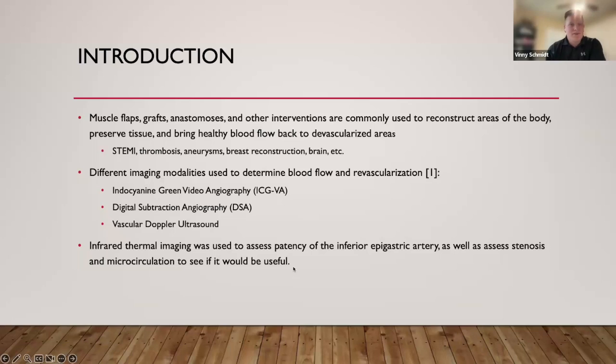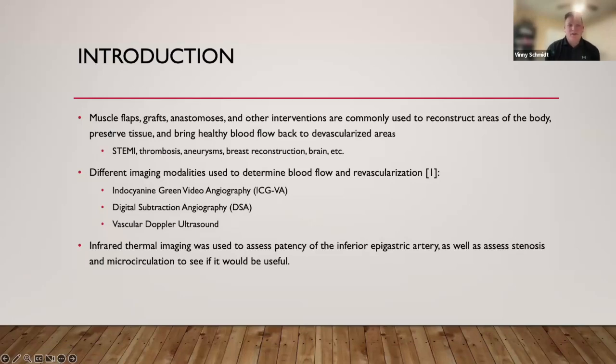information. So, first, muscle flaps, grafts, anastomoses, and other interventions are commonly used to reconstruct areas of the body, preserve tissue, and bring healthy blood flow back to devascularized areas. We can think of a STEMI, a blood clot, brain aneurysms, maybe a reconstruction of the breast, the brain, etc.